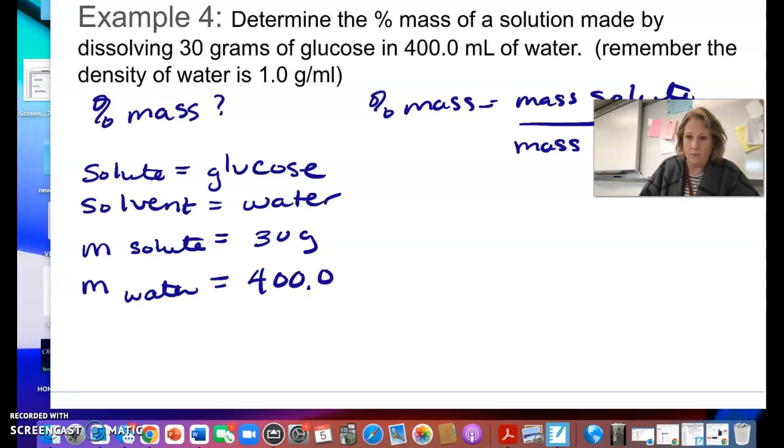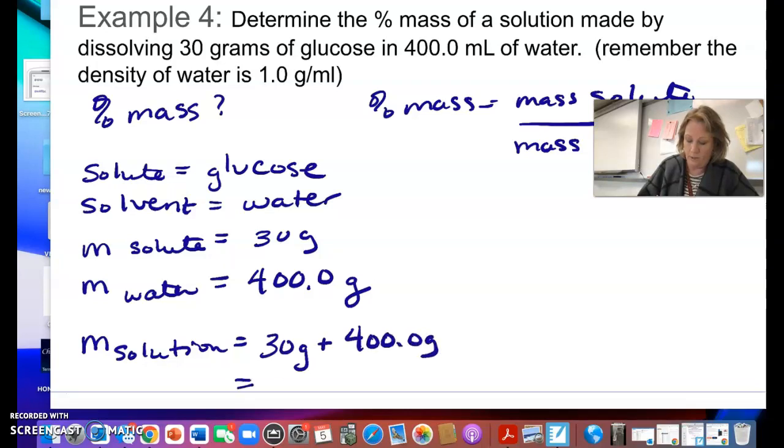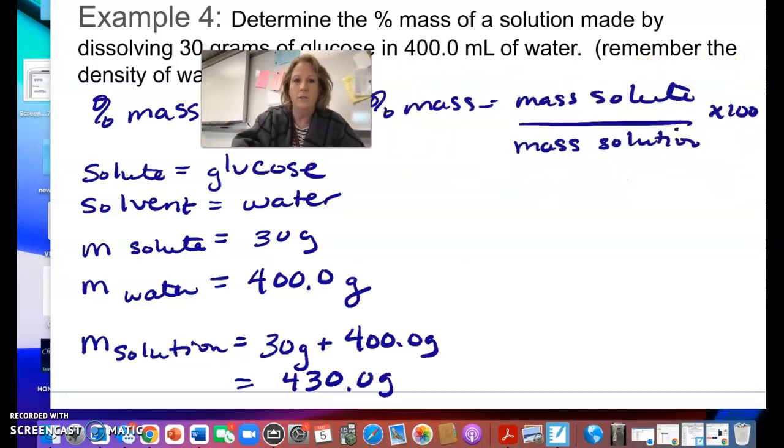milliliters, but I know the density of water is 1 gram per mL, so that would be the same as 400 grams. The only thing missing is the mass of the whole solution, which would be the 30 plus the 400. That would be 430 grams for the mass of the entire solution. Then I'm going to plug into the equation.